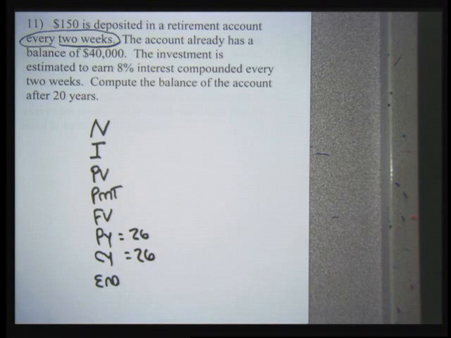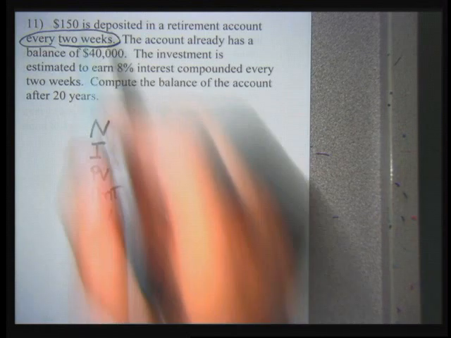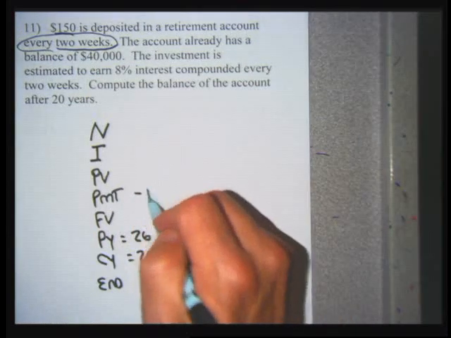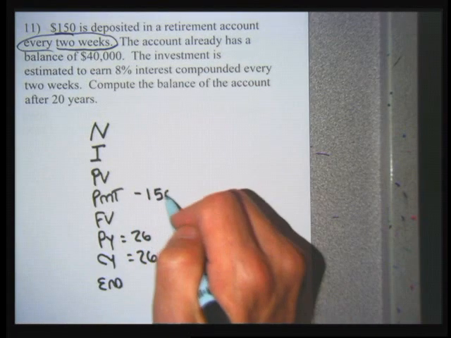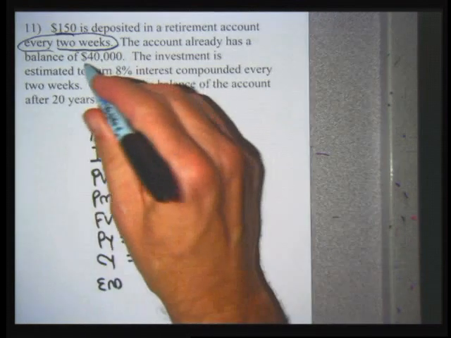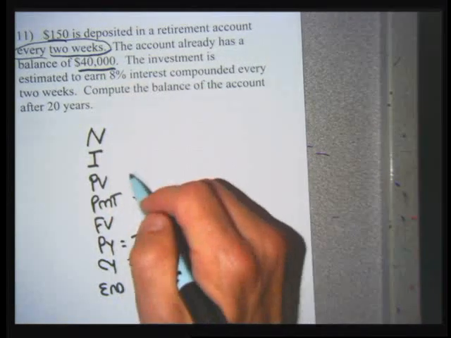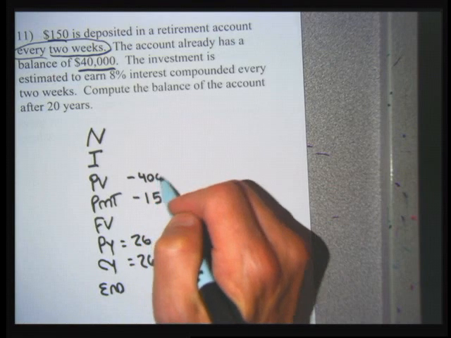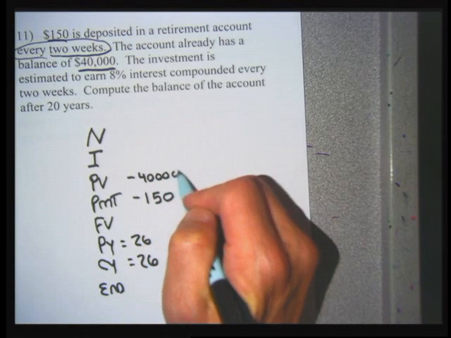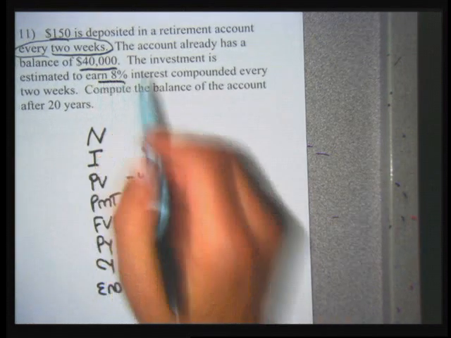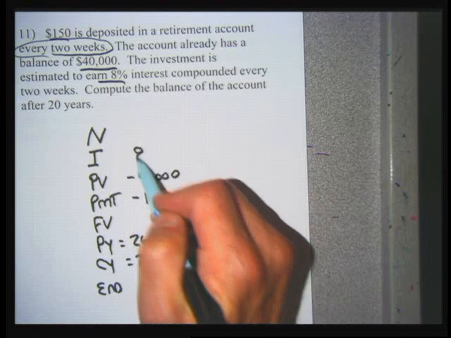So the first number that I'm going to put in after the PY and the CY is this 150. It's an amount that's being paid every 2 weeks, so it's a recurring payment. It goes in the payment. The account already has a balance of $40,000. That goes in the PV. And when I'm saving money, both the PV and the payment are negative. The investment expects to earn 8%, so 8's the I.